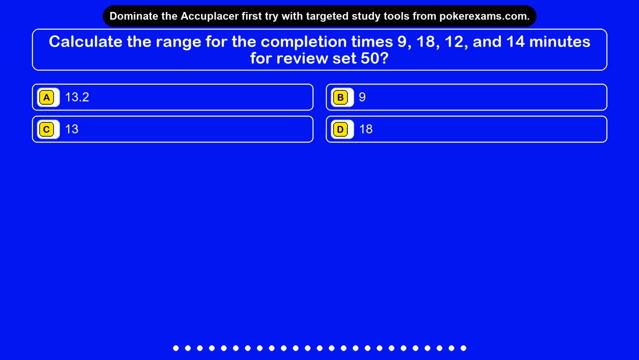Question 9. Calculate the range for the completion times 9, 18, 12, and 14 minutes for review set 50. Option A, 13.2. Option B, 9. Option C, 13. Option D, 18.